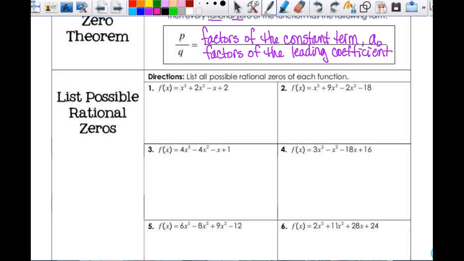And so I've got to start with my little fraction. So my fraction, and we're going to write more out on number 1 than you have to write out on the rest of them, just so that you understand where everything's coming from. The numerator is the factors of the constant term. The constant term right here is 2. So the numerator is going to be the factors of 2 over, and then the denominator is the factors of the leading coefficient. What's your leading coefficient? The leading coefficient.